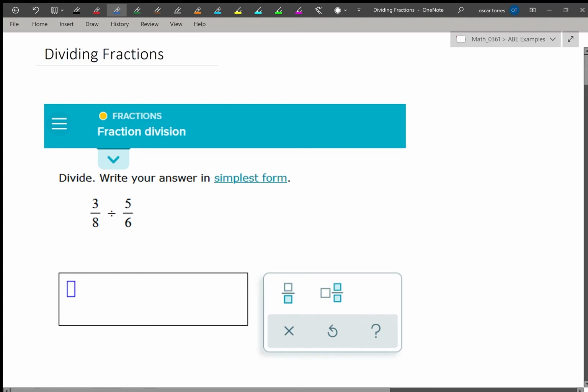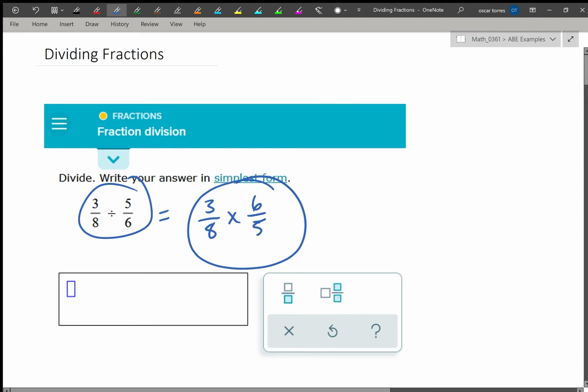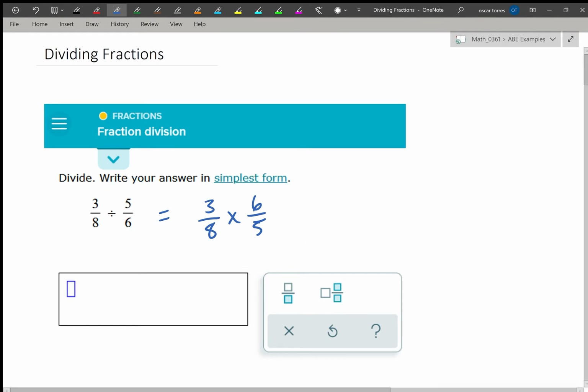Dividing fractions is similar to multiplying fractions. The main difference is that we first need to manipulate the original expression. The way we do that is fairly straightforward. We leave this first fraction alone, we change the sign to a multiplication symbol, and we flip the order of this fraction. So this original expression ends up becoming 3 over 8 times 6 over 5. These two expressions are equivalent, they're the exact same thing, but we know how to multiply fractions already.